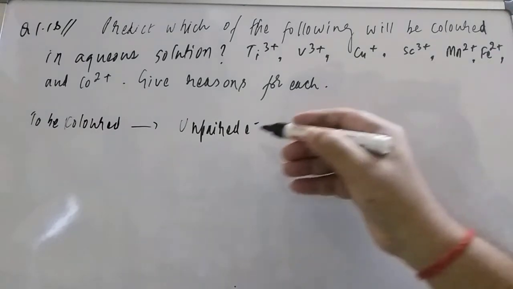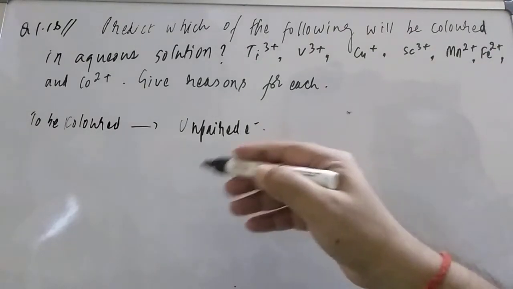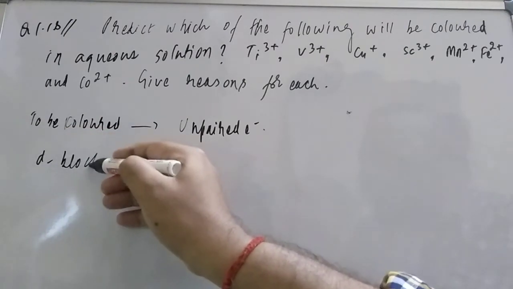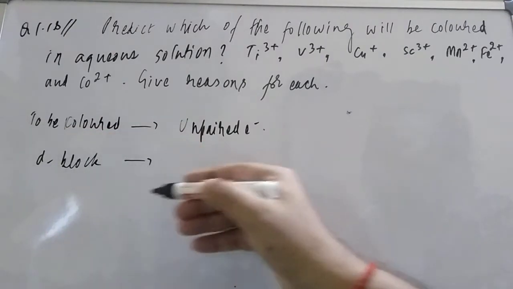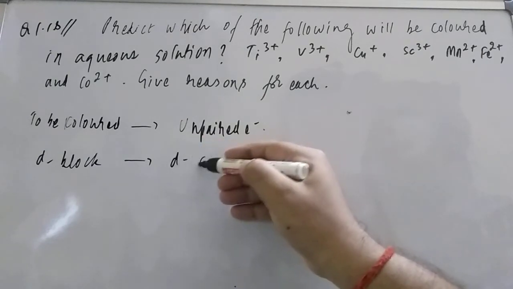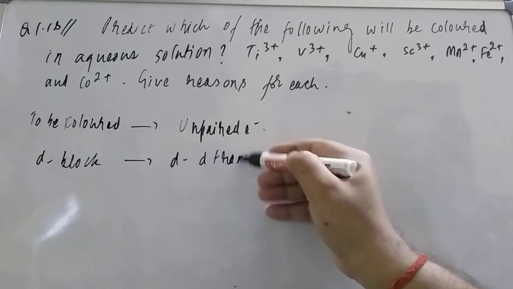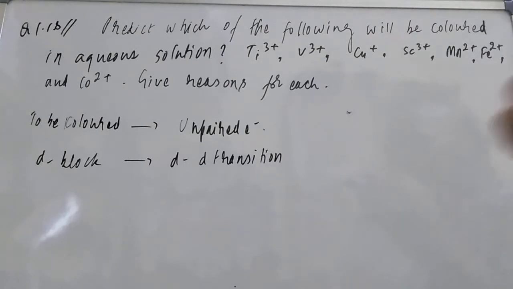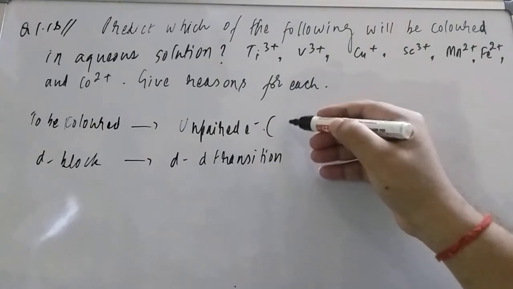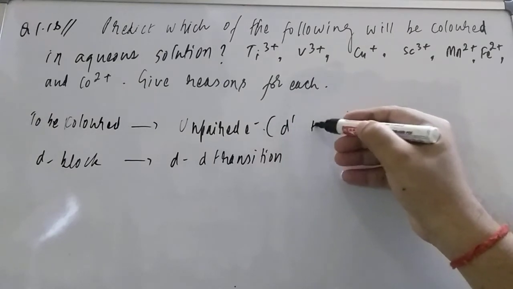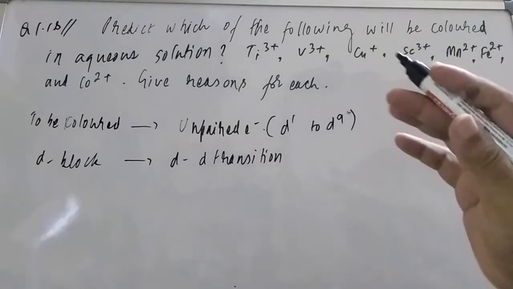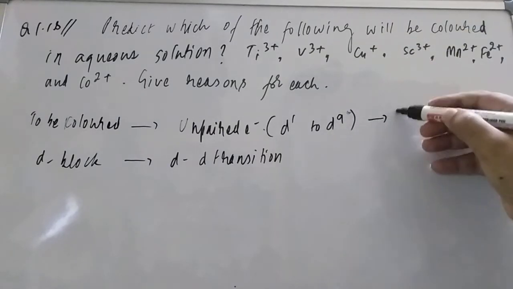And if an unpaired electron is there, when you are talking about d block elements, the color is due to d-d transition. Now what can be the unpaired electron configuration, student? That is d1 to d9. If this type of configuration is there, d1 to d9, it will always be colored.